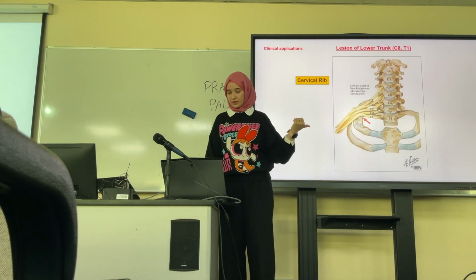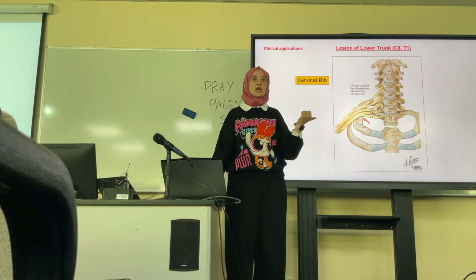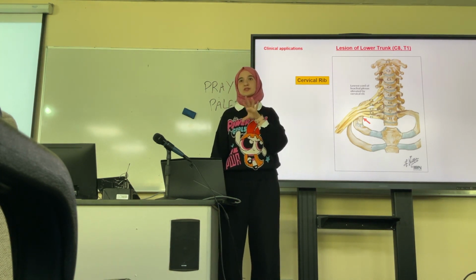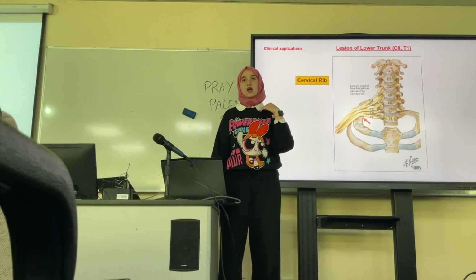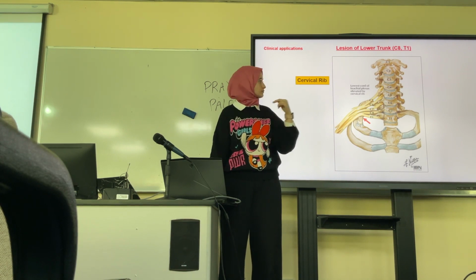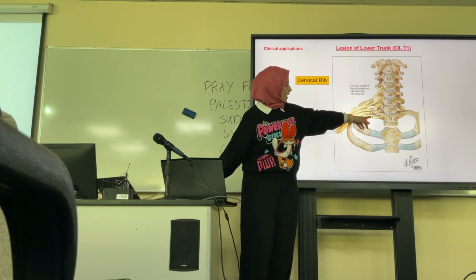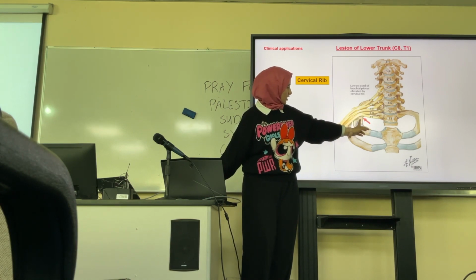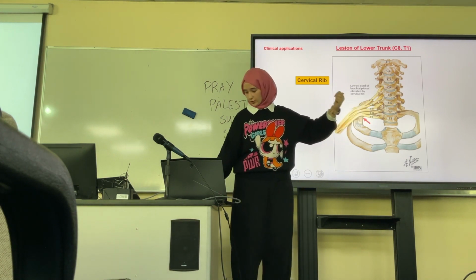Here, the cervical rib, what's important to know, you might encounter it in the OSPE as which trunk would it impact the most? Lower trunk. Why? Because the extra rib is going to be where? At C7 vertebra, right? C7. Yeah. So basically it's going to be pushing where? The C8, T1, which is the lower trunk.